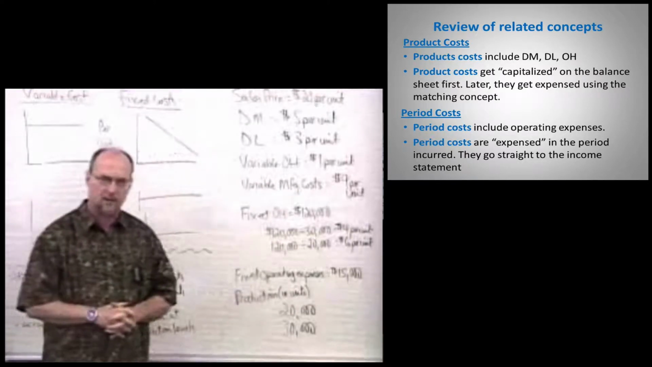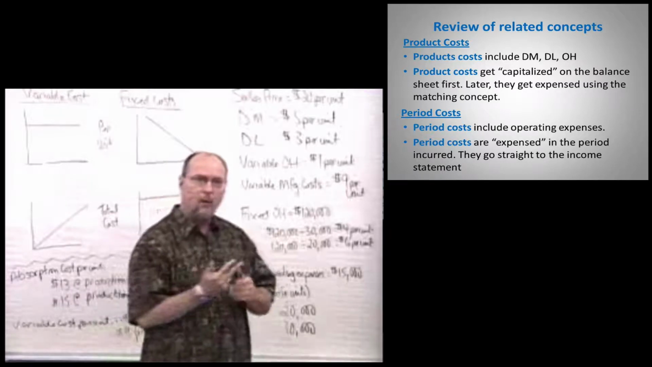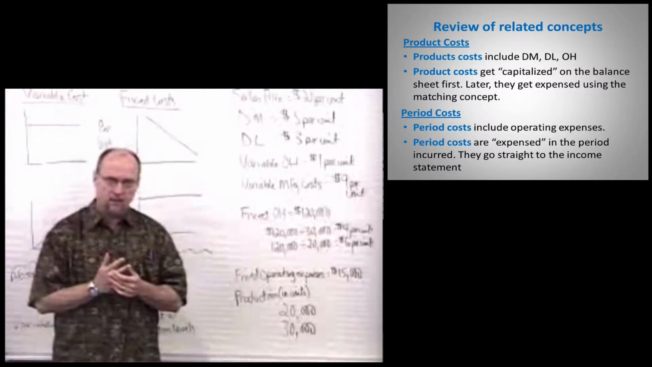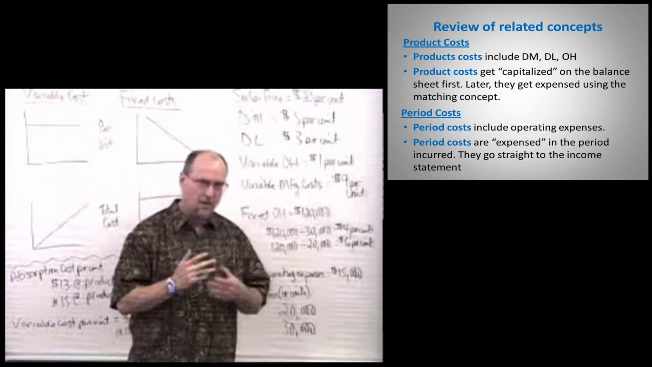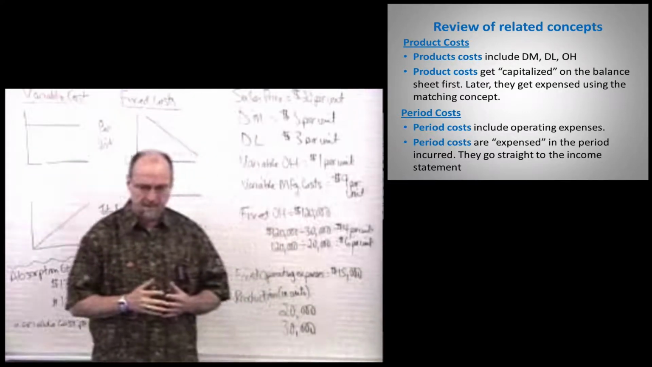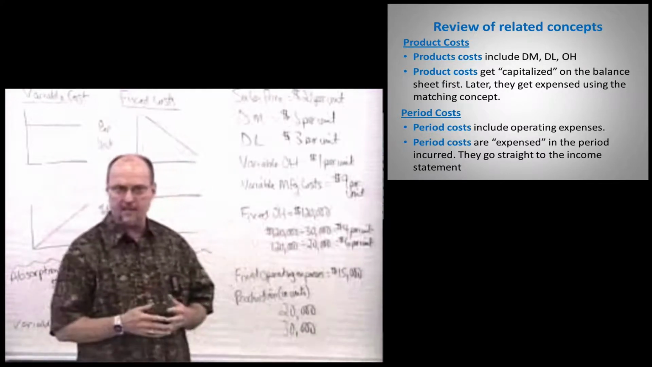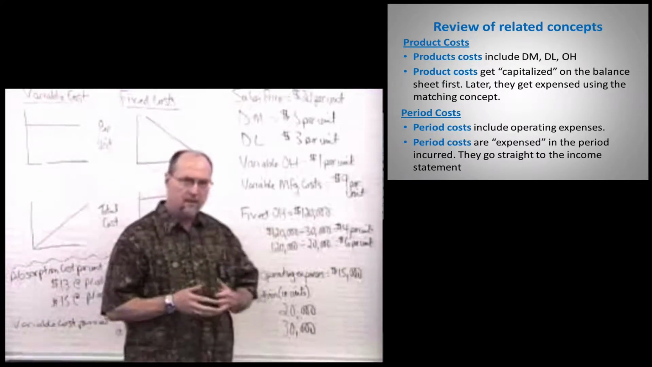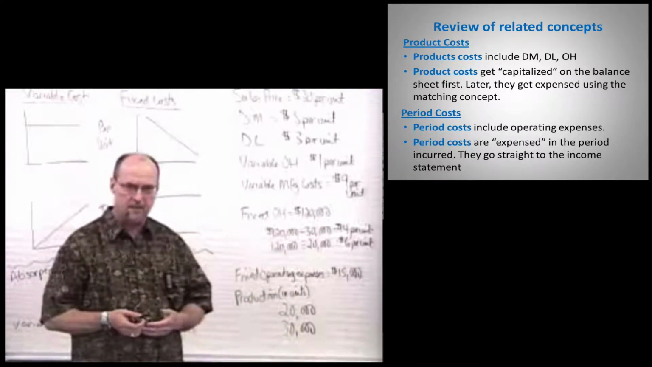We have three product costs: direct materials, direct labor, and overhead. Now overhead includes both variable overhead and fixed overhead. In fact, that's going to be our primary focus today. Versus a period cost. Now, period costs are our operating expenses, which you may recall in financial accounting was our selling, general, and administrative expenses.